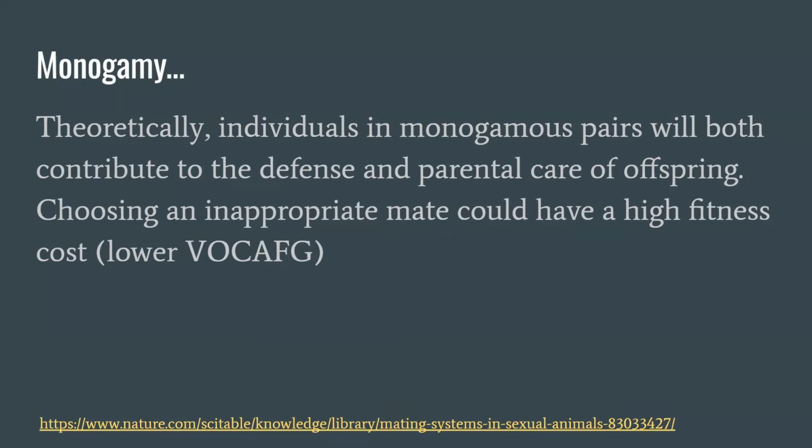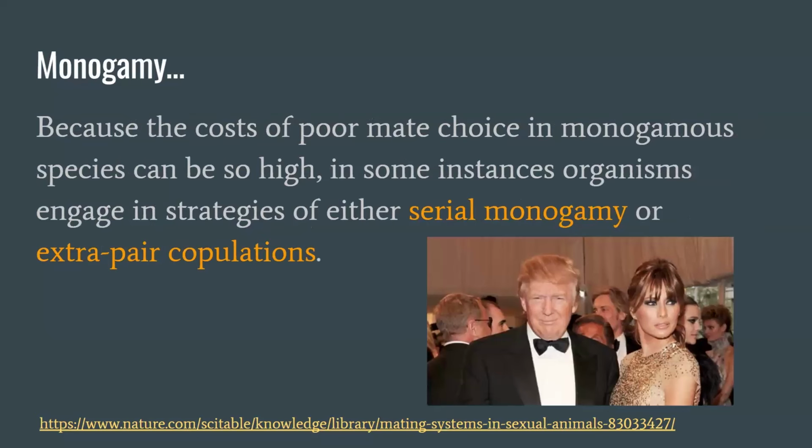Theoretically, individuals in monogamous pairs will both contribute to the defense and parental care of offspring, and that increases the viability of current and future generations. So choosing an appropriate mate is a really good thing, but choosing an inappropriate mate could be a really bad thing for your DNA being passed on to future generations, right? Because the costs of poor mate choice in monogamous species can be so high, in some instances, organisms engage in strategies of either serial monogamy or extra pair copulations.